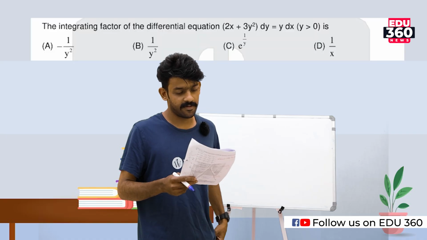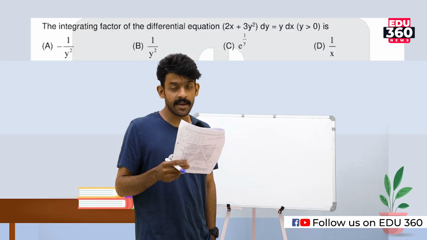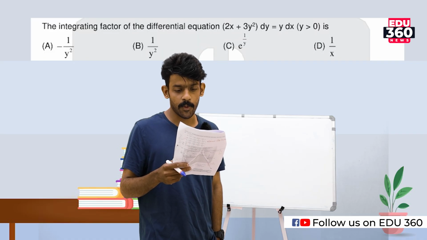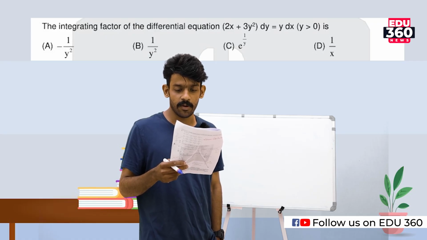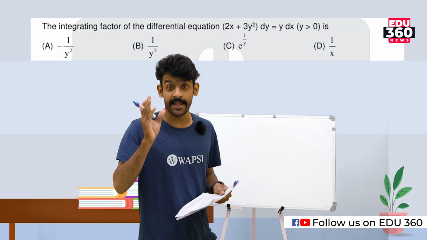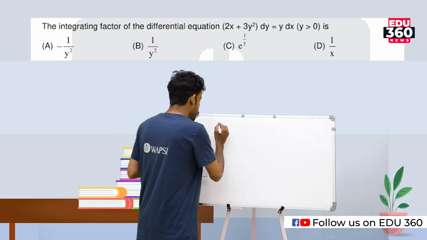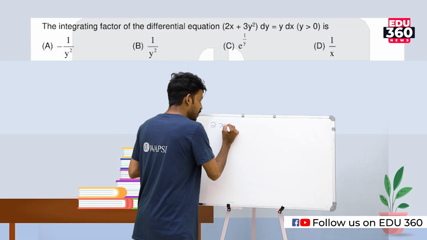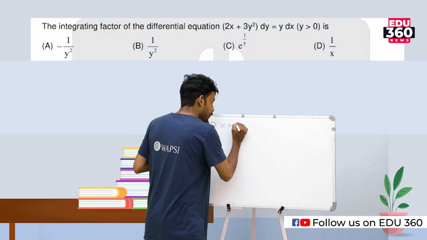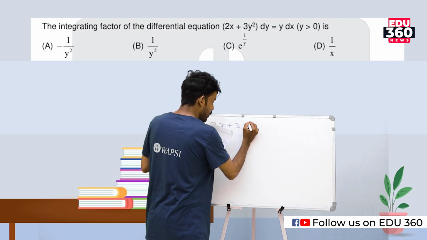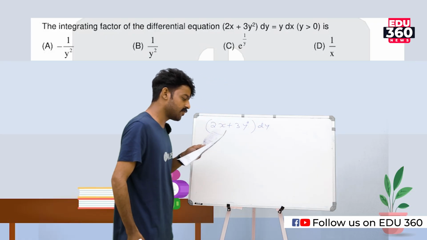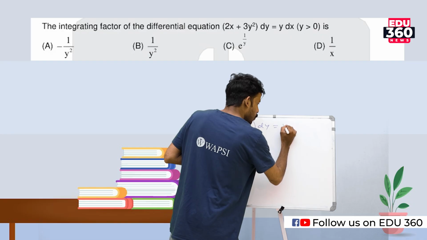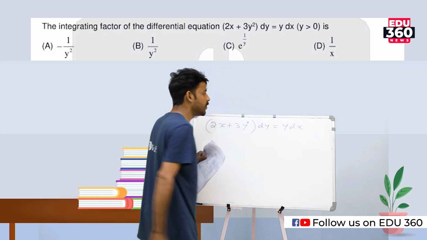So we can move to today's first question. The question is: find the integrating factor of the differential equation (2x + 3y²) dy = y dx. We need to find the integrating factor of this one.